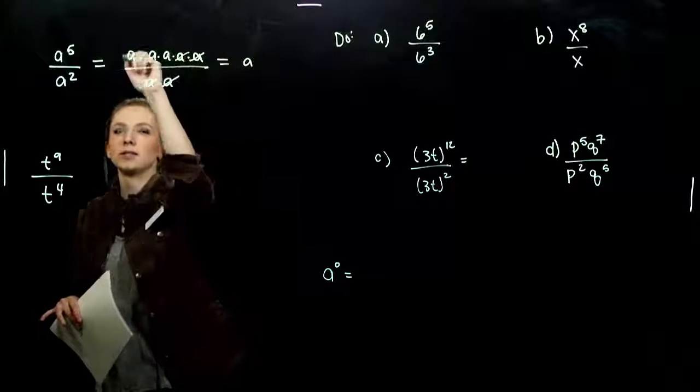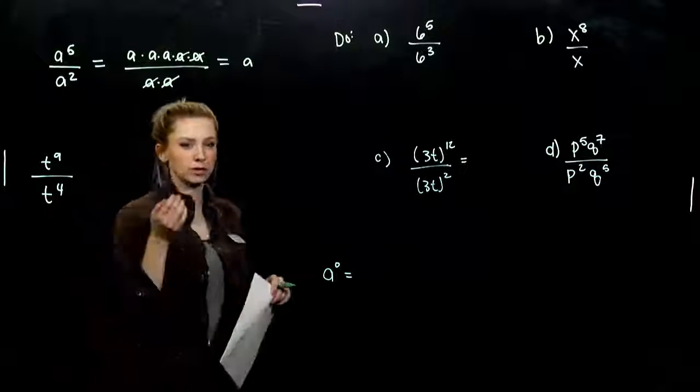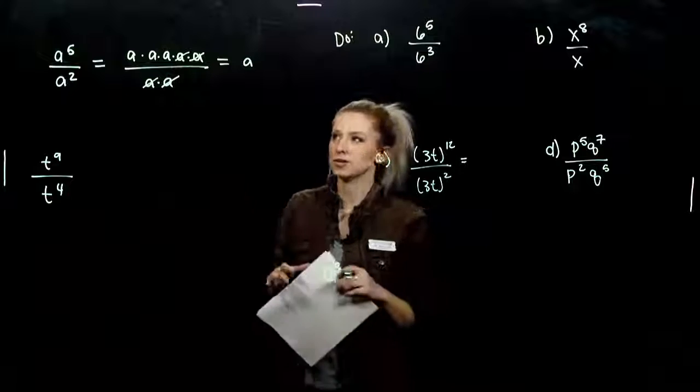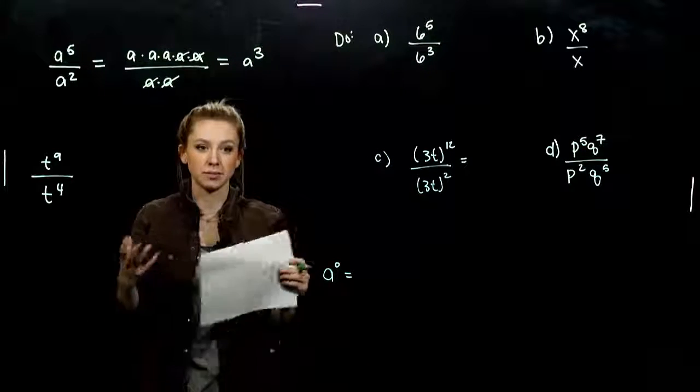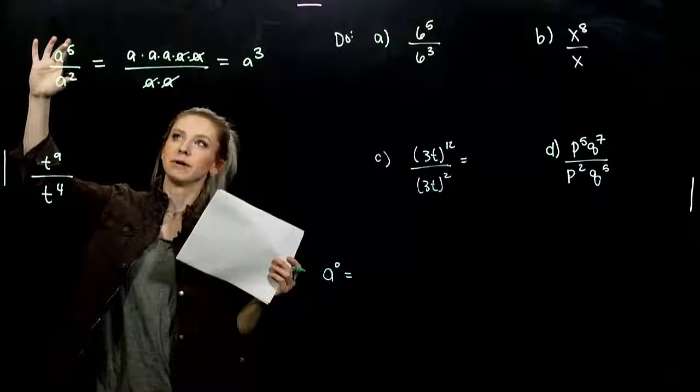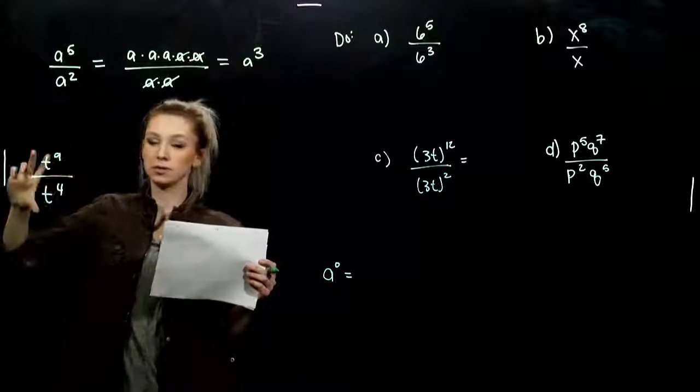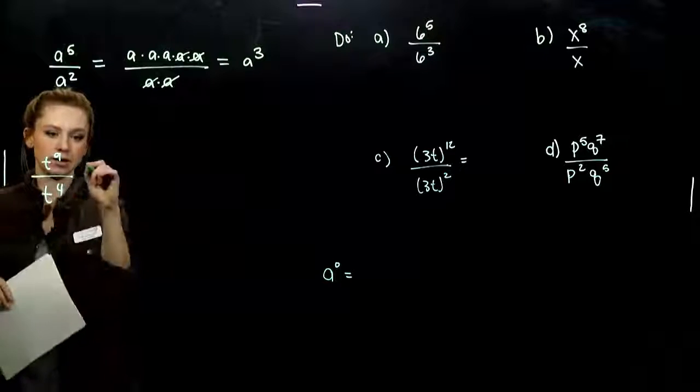So my base is still a, and I have them left over in the numerator. How many factors of a do we have? 3 left. Okay, so is there a pattern? What are you noticing? 5 minus 2 gives us 3. Let's do another one.